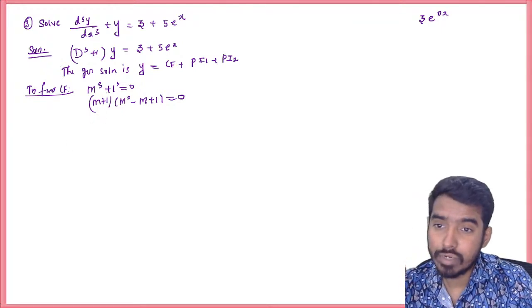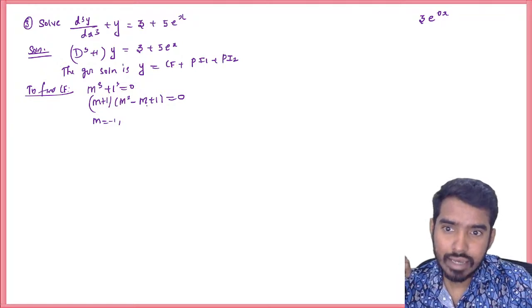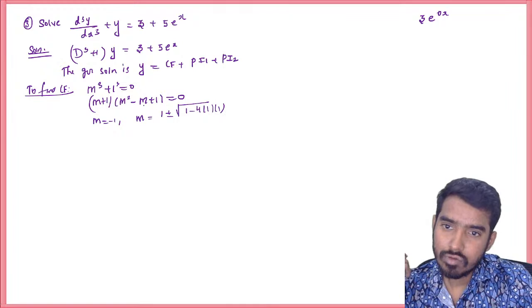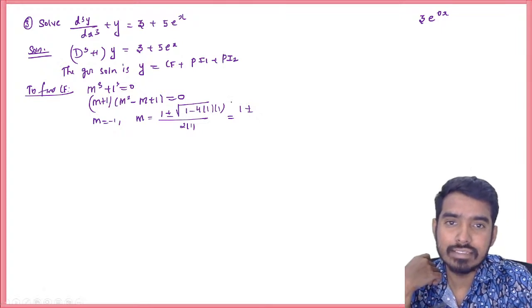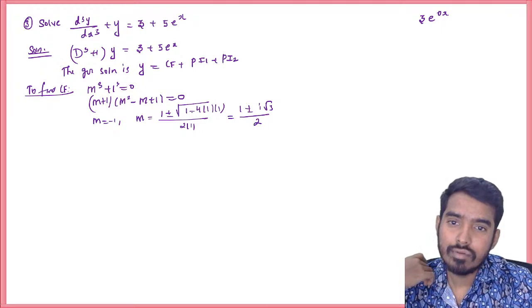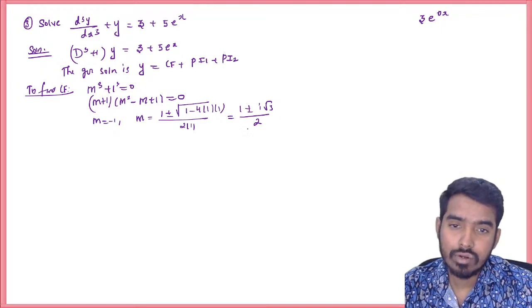So m is equal to minus 1 is 1 root, right? The other two roots we get by solving this equation. So you will have m is equal to minus b plus or minus root of b square minus 4ac divided by 2 times a. So 1 plus or minus, this is root minus 3, right? Same as i root 3. So you will have minus 3 here. I can write minus 3 as i square into 3. So take that i square outside, and you will have i into root 3 by 2.